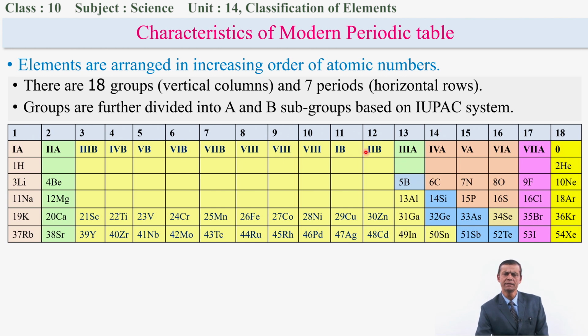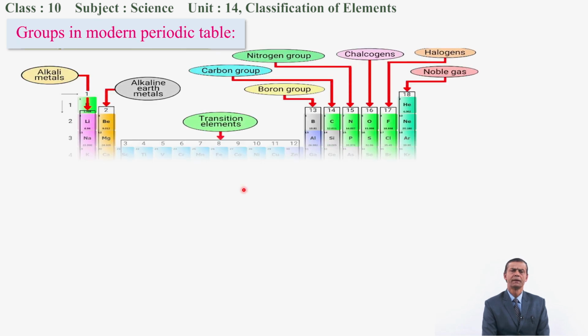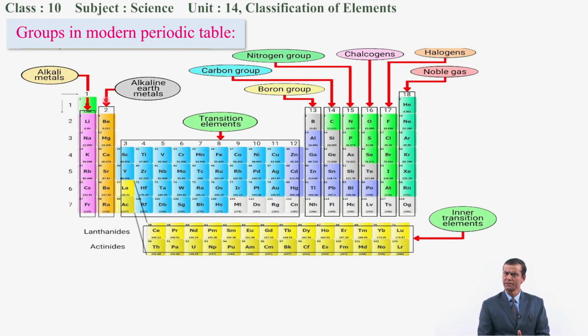Look at here, 1B, 2B, 3B, 4B, 5B, 6B, 7B, 8B, isn't it? There is no separate 8B, only group 8, because there is no 8A, so there is no 8B proposed, but this is also 8B. Previously it was called 8B. So, these are called transition elements, isn't it? Their characteristics we will discuss based on this modern periodic table. So, these are the groups in the modern periodic table.